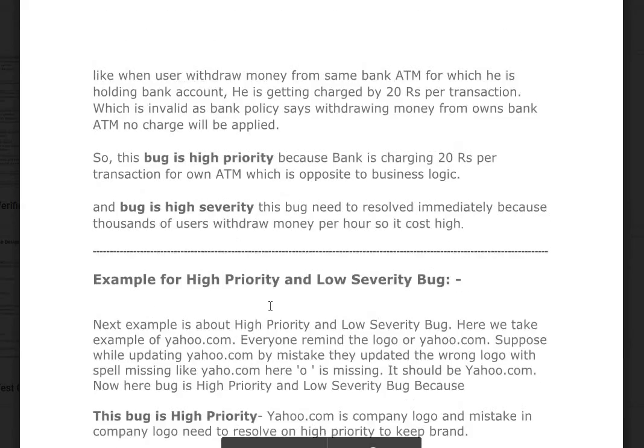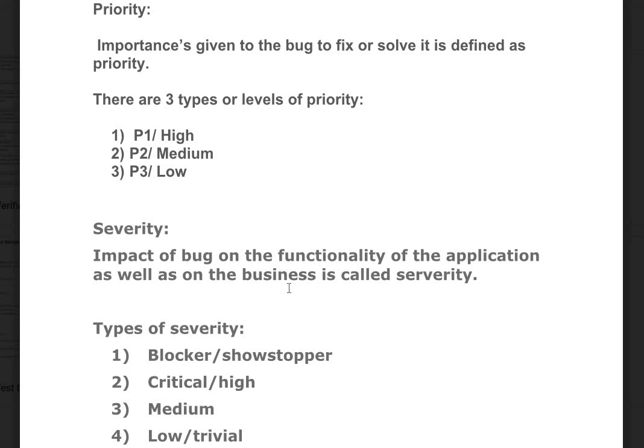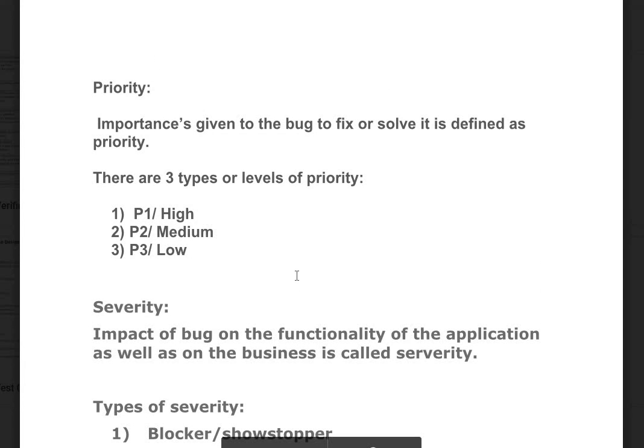So this is what we learned today about priority and severity. In the next session we will explore more examples of priority and severity, and after that we will also focus on different defect life cycles. This is all about today's session.